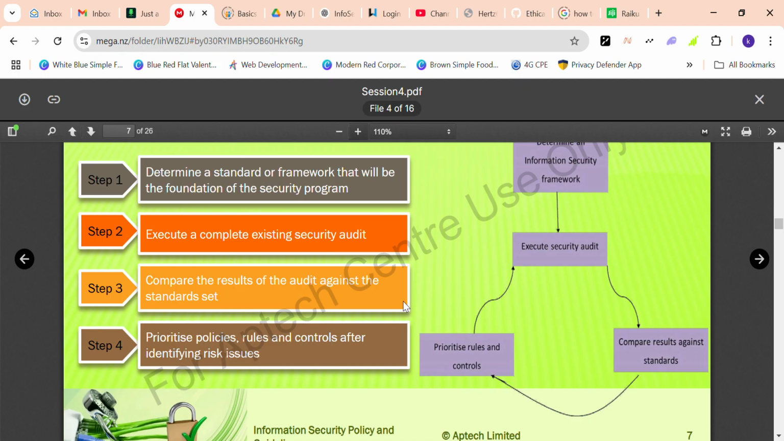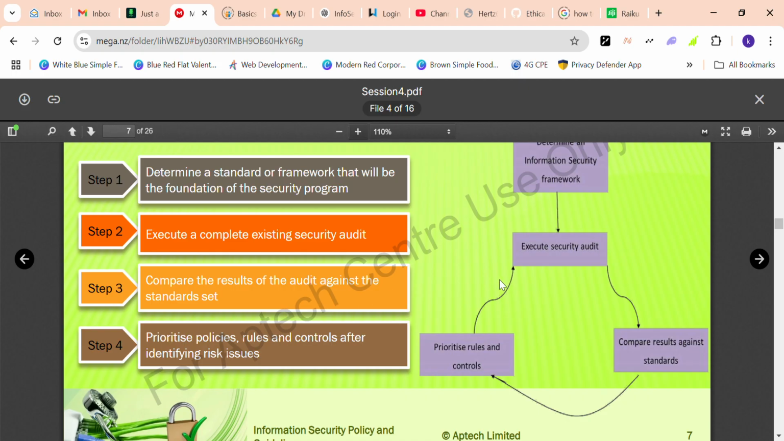And number 4, prioritize policy, rules and control after identifying risk issues. You have to what? Prioritize policies, the rules, control after identifying risk issues. If there's any risk, any threat, make sure to prioritize it and make policy to control such risk, to minimize the danger it will cause the what? The organization.